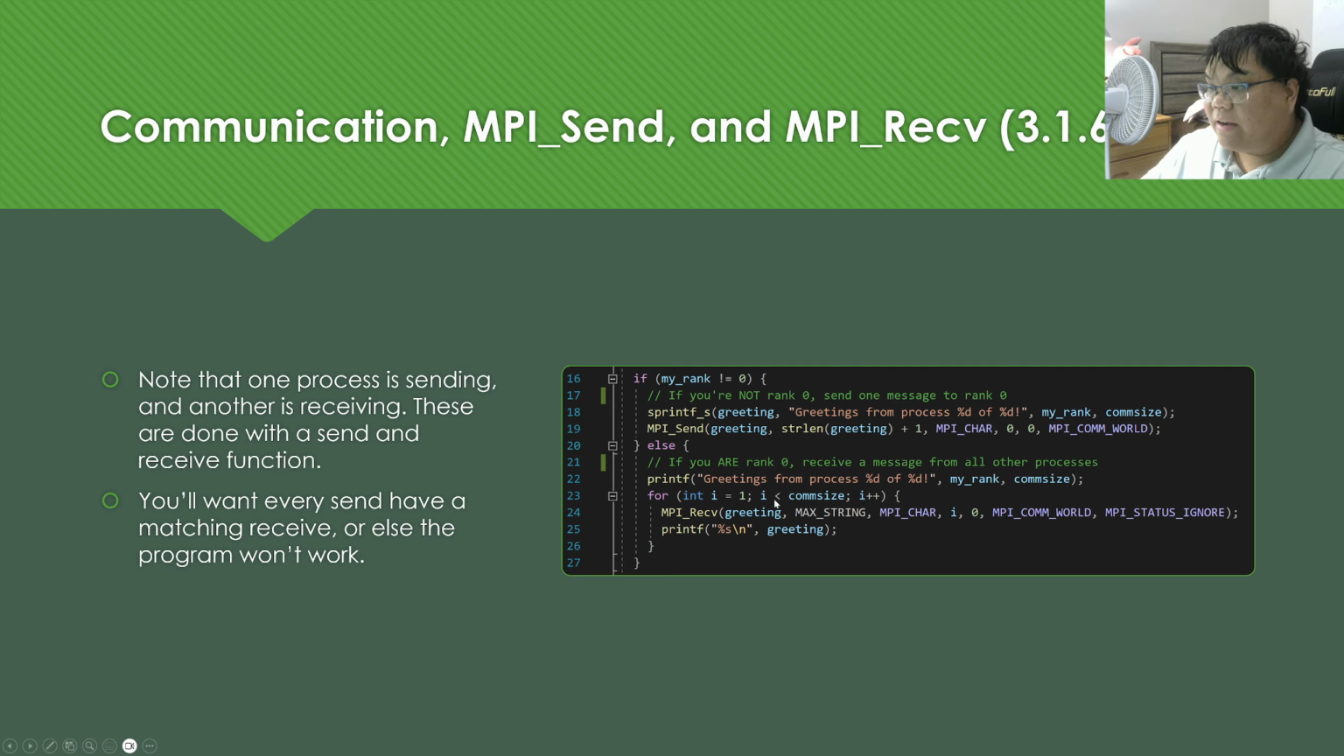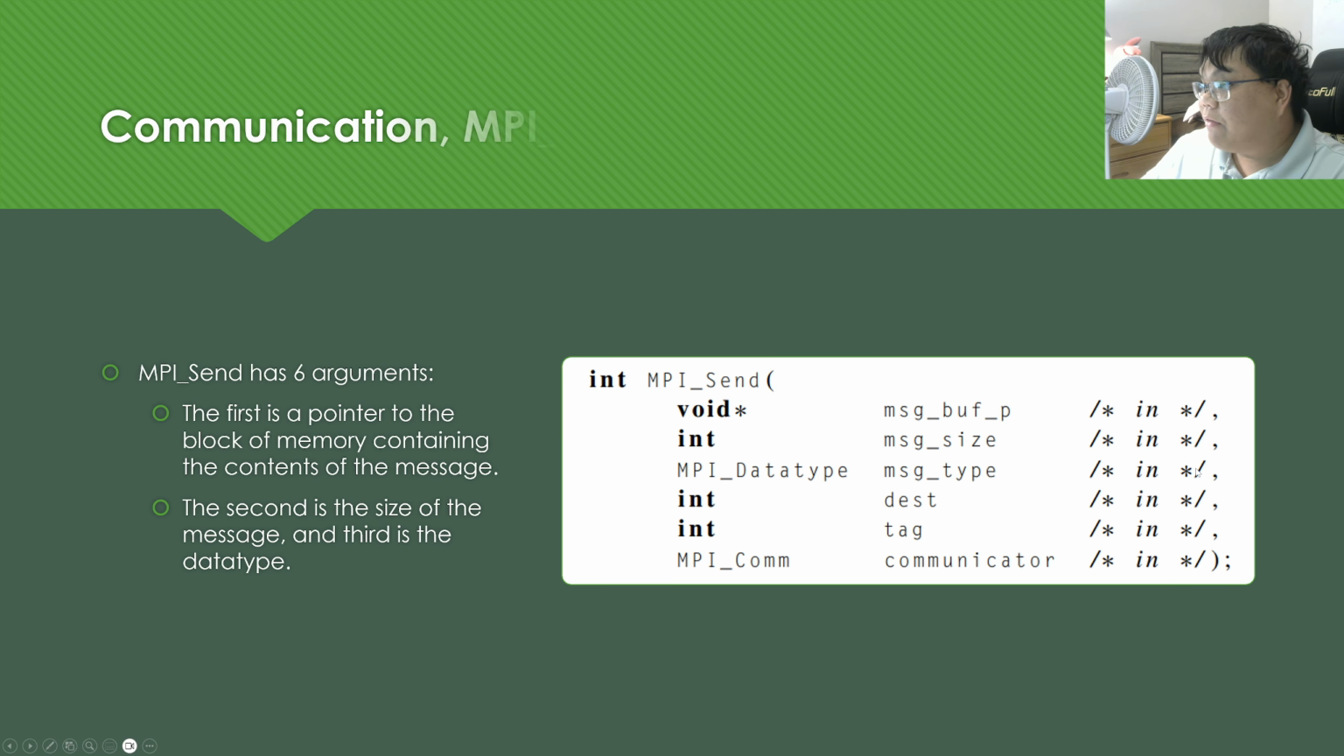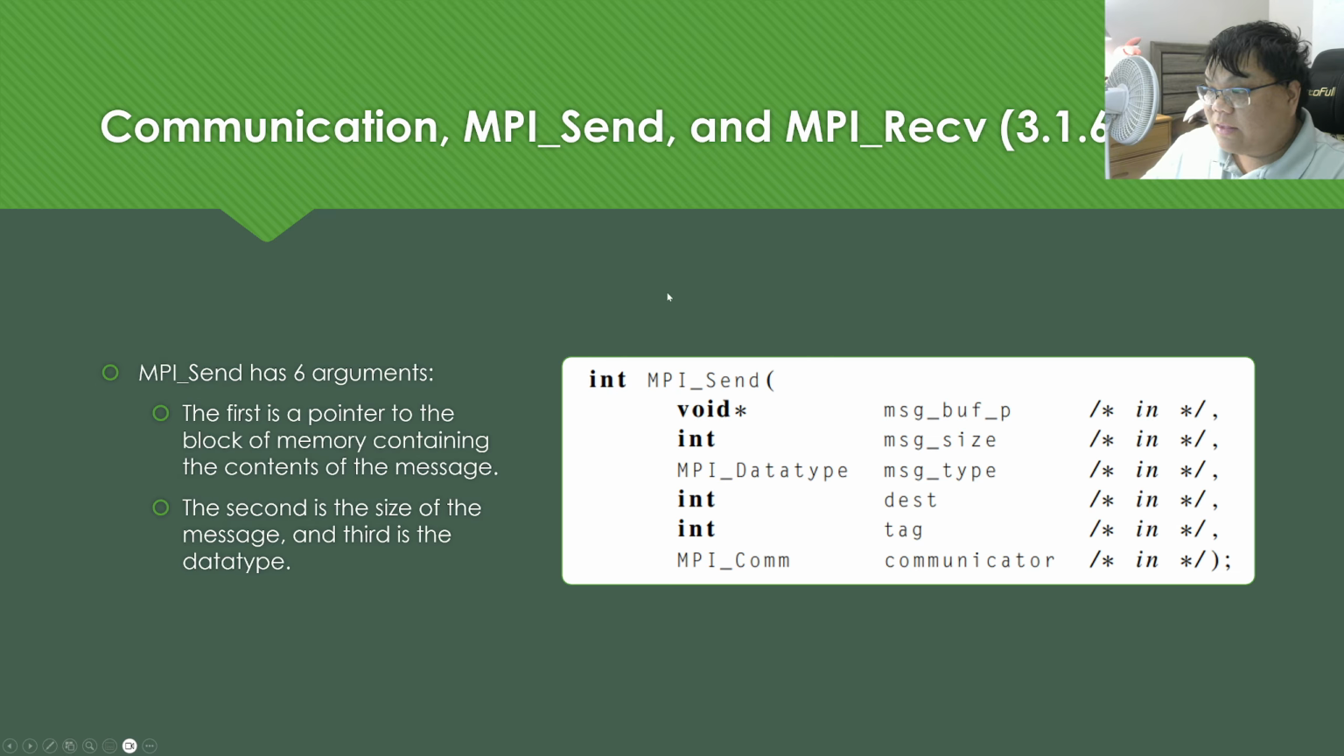So let's talk about the send function here. It is this function down here. So for all processes that are not ranked 0, they're going to send a message. In this case, they're going to send a message to rank 0. Let's talk about those 6 arguments right now. So the first argument to pass into MPI send, that is a pointer to a block of memory that contains the contents of your message. So it's a buffer. It's a buffer that contains our outgoing message.